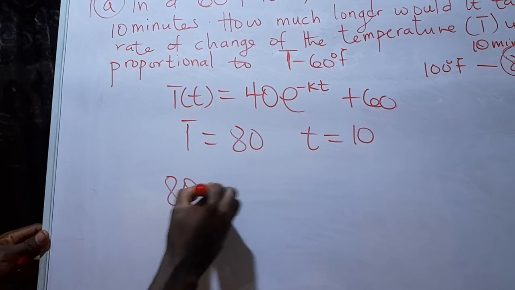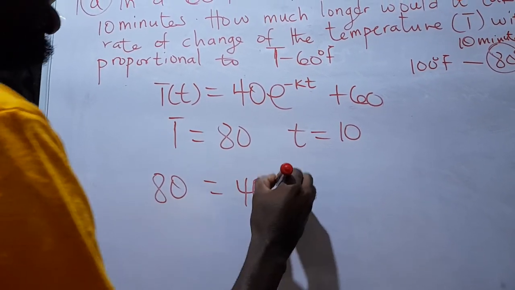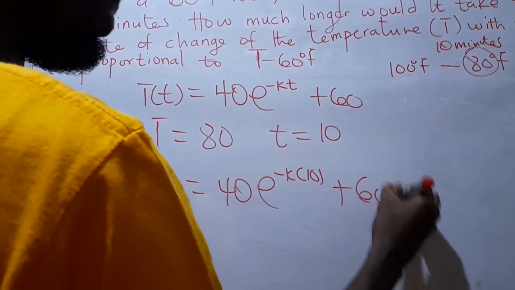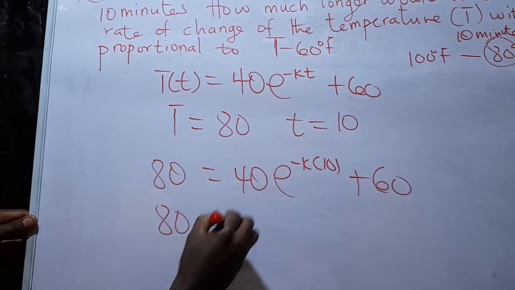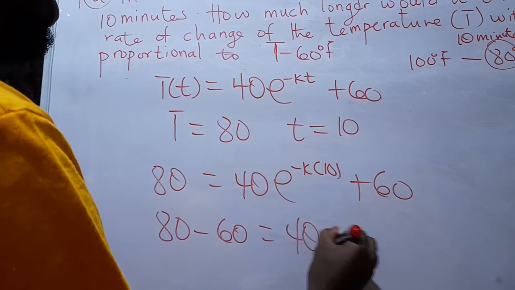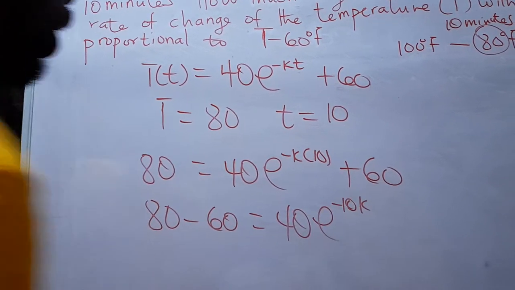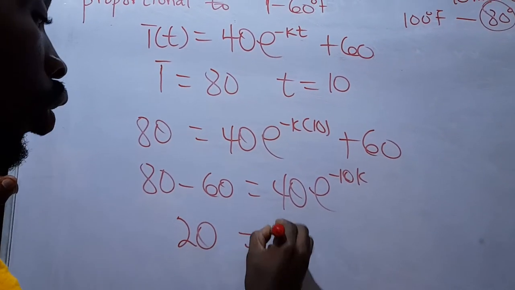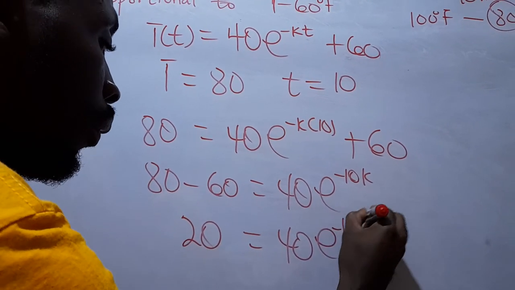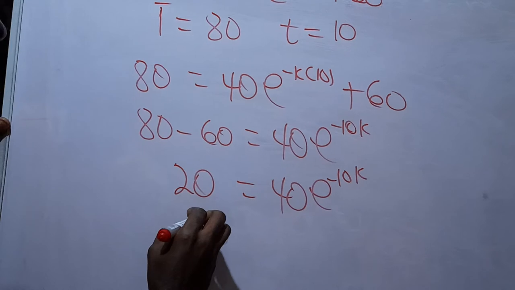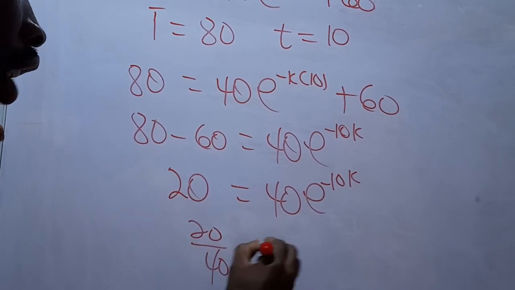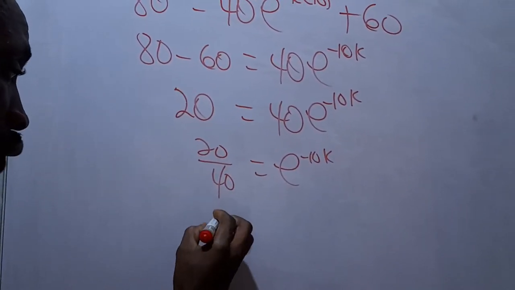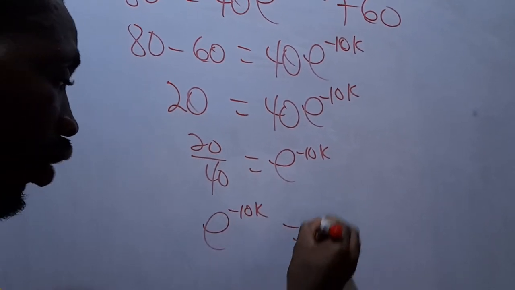So we can say 80 is equal to 40 e exponent negative k times 10, where t is 10, plus our 60. We can bring it here: 80 minus 60 will be equal to 40 e exponent negative 10k. 80 minus 60 is 20. So 20 equals 40 e exponent negative 10k. We divide both sides by 40. So we get 20 over 40 is equal to e exponent negative 10k. 20 divided by 40 is half. So we say e exponent negative 10k is equal to half.